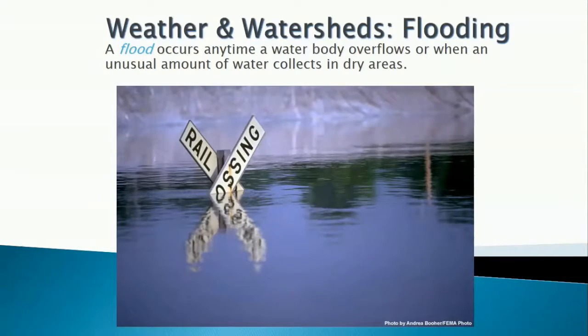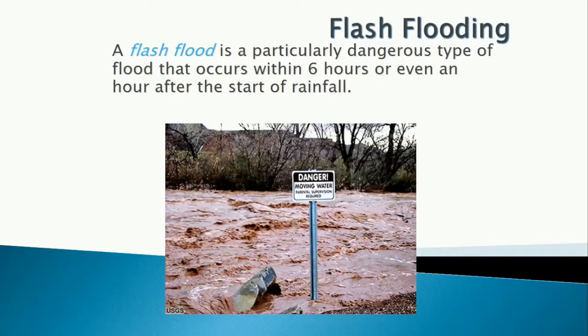Floods can lead to increased levels in pollutants when water comes into contact with materials we don't intend to get wet. A flood is defined as any time a water body overflows or when an unusual amount of water collects in dry areas. A flash flood is a specific type of flood that is even more dangerous. During a flash flood, waters rise to flood conditions very quickly, within 6 hours or less. This means people have less time to prepare, and there's a greater possibility that pollutants will enter the waterways.